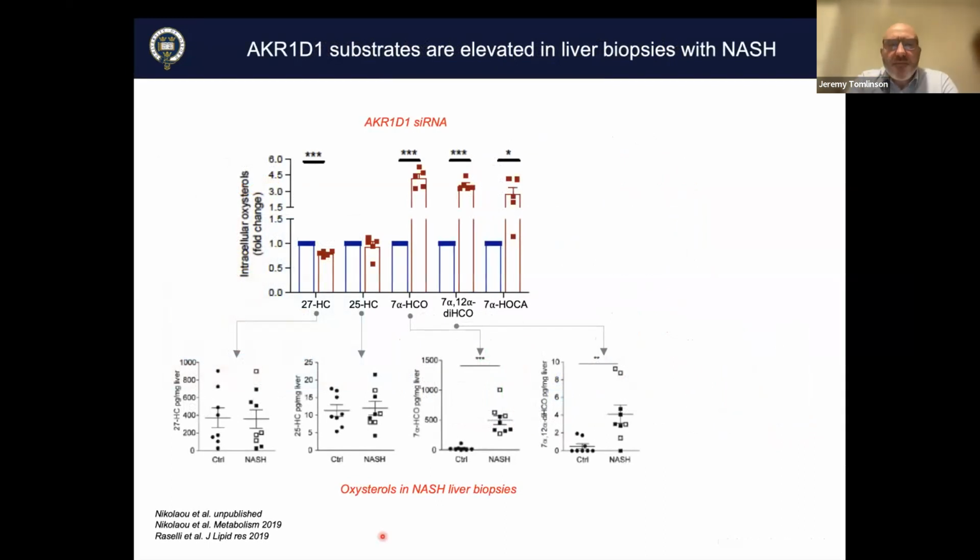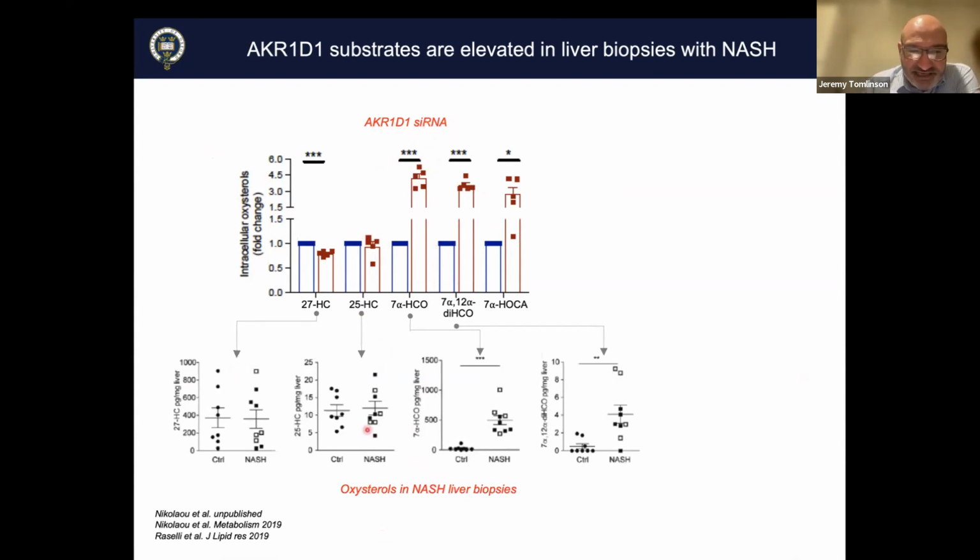So what's the relevance of this? Can it be of relevance to patients with fatty liver disease? Could these novel oxysterols be important for generating the fatty liver phenotype? So this is the graph. The top graph here is the one you've already seen. This is the pattern of oxysterols that we saw with our AKR1D1 knockdown.